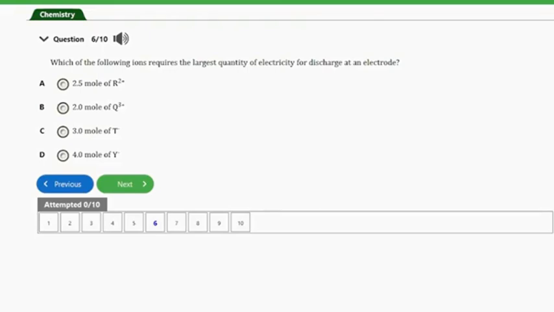So we've seen 2.5 moles of R, which has a valency of 2+. Then we have 2.0 moles of Q, which has a valency of 3+. And then we have 3.0 moles of T, which has a valency of just -1. Lastly, we have 4.0 moles of Y, which has a valency of -1 as well.